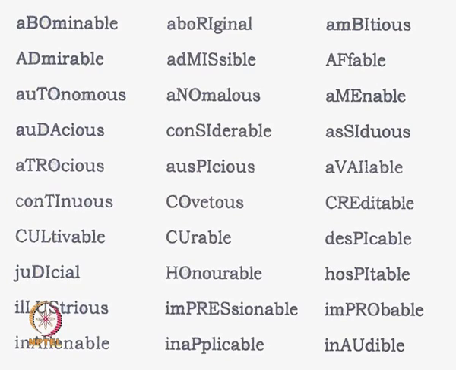Abominable, aboriginal, ambitious, admirable, admissible, affable, autonomous, anomalous, amenable. Somebody please, who will take over? Yes, please.